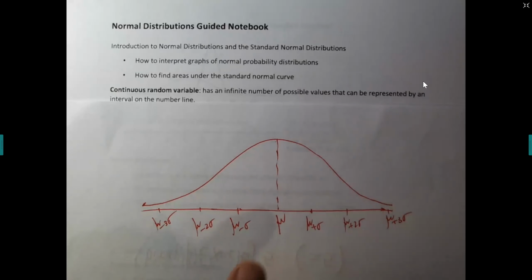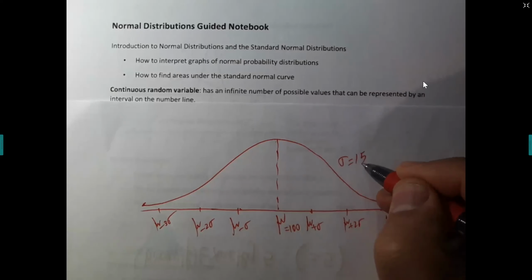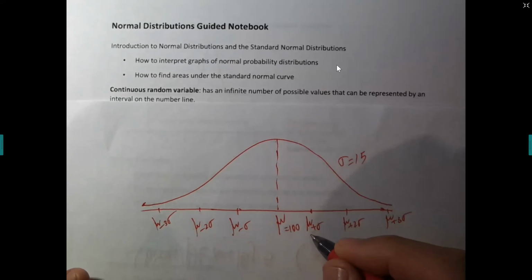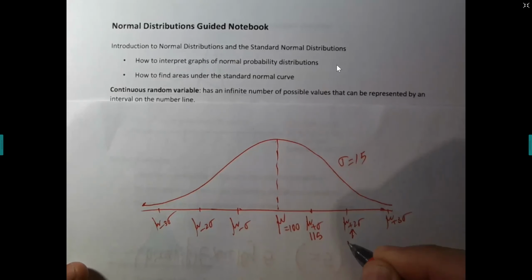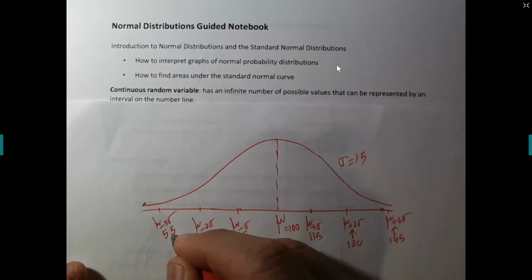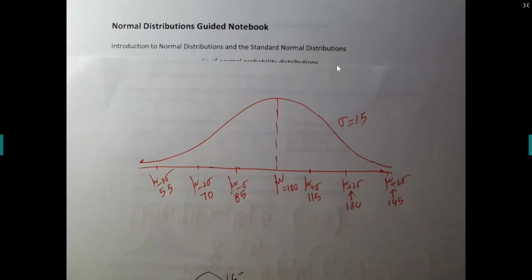For example, if the mean is 100 and the standard deviation is 15, let me just show you how to represent a normal curve. If you remember, we call that the normal curve, the bell-shaped curve. So this one will be 115. This value will be 130. This value will be 145. This will be 85. Minus 15 will be 70, and minus 15 will be 55. This is called the bell-shaped curve. Now we're going to give it a new name, which is called the normal curve.